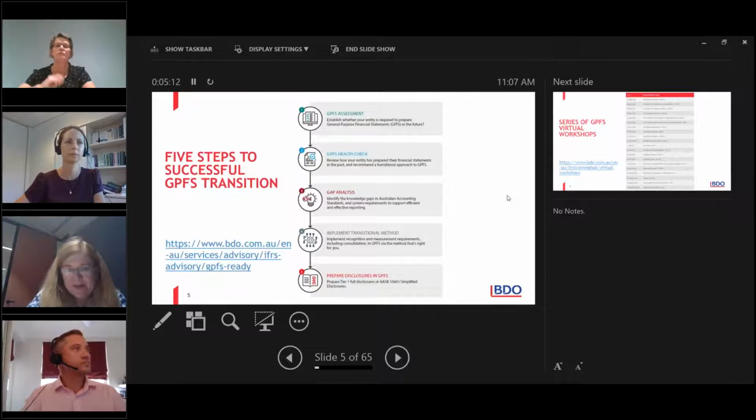In step three, we do a bit of a gap analysis where we say, okay, if I go to general purpose, I maybe have a knowledge gap. I need to sharpen up my knowledge on certain accounting standards. Maybe I have a gap around system requirements. So identify the gap so we can address it. Then in step four, we look at implementing our proposed transitional method, implementing systems, making sure we have the knowledge. And finally, right at the end, when we prepare our GPFS financials, think about the disclosures. Are we going to do full tier one disclosures or the simplified disclosures in AASB 1060? So it's a five step GPFS transition.